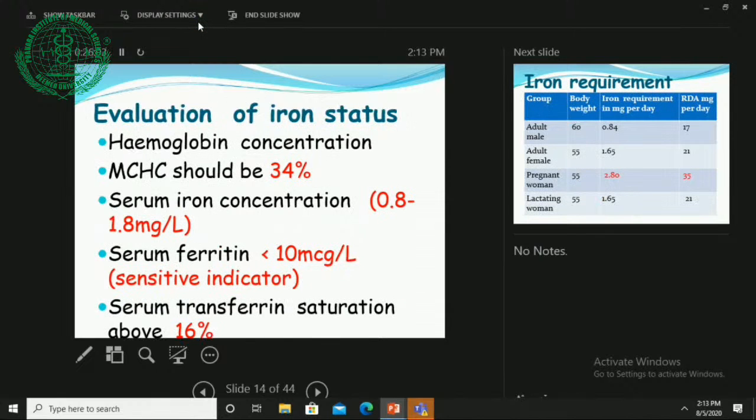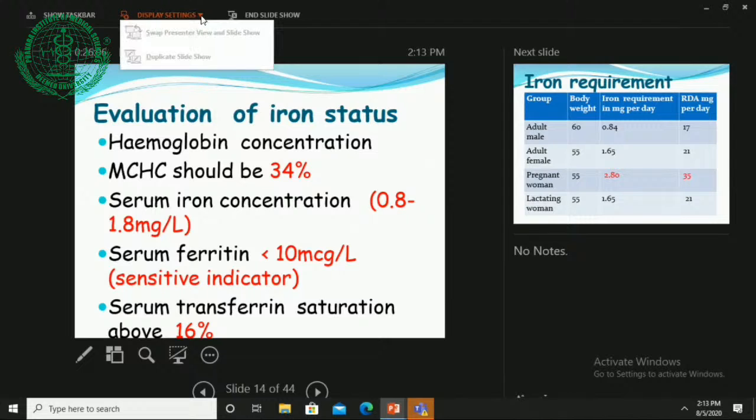Now we'll see what are the investigations done for the evaluation of iron status. The routinely done investigation for diagnosing a case of anemia is hemoglobin concentration. Then you can go for MCHC, which should be above 34%. If it is less than 34, then it indicates that there is hypochromia of red blood cells.